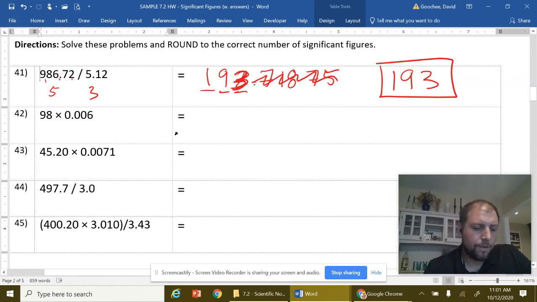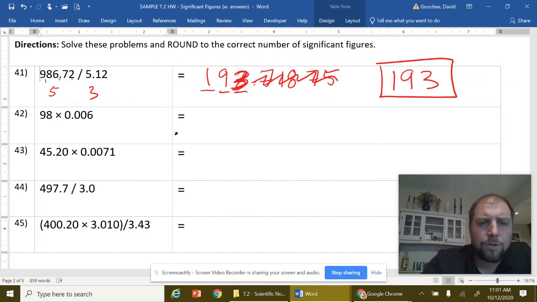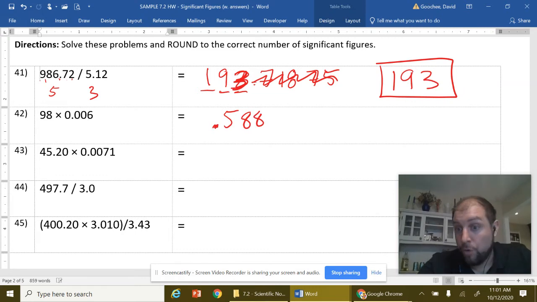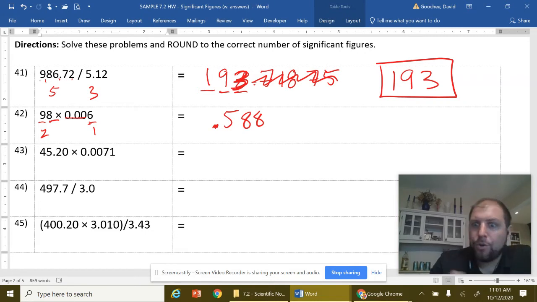98 times 0.006. The calculator spits out 0.588, but we have to round this to whichever input had the lowest number of sig figs. 98 has 2 significant figures. For 0.006, ignore the zeros at the start of a small number, so it only has 1 significant figure. So we're only allowed 1 sig fig. We have to round to 1 significant figure.